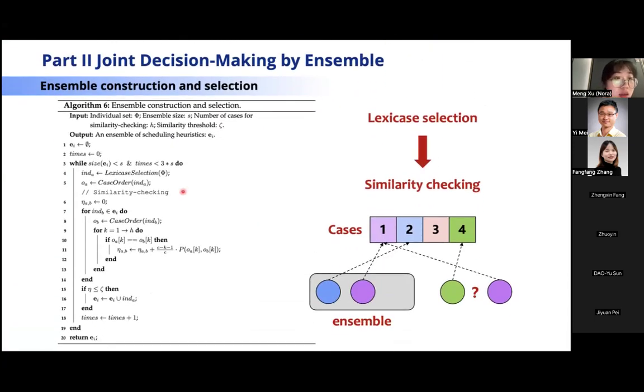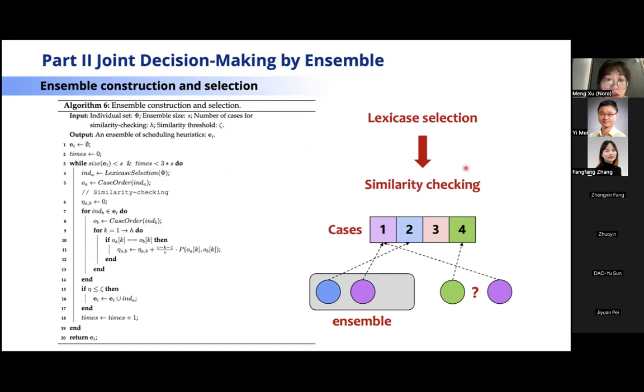Here is the introduction of the ensemble construction and selection methods. We also use the lexicase selection that I proposed in part 1 to do the selection, because lexicase selection, as I mentioned, can improve the diversity of the selected elements in an ensemble. After lexicase selection, we also conduct a similarity check again.